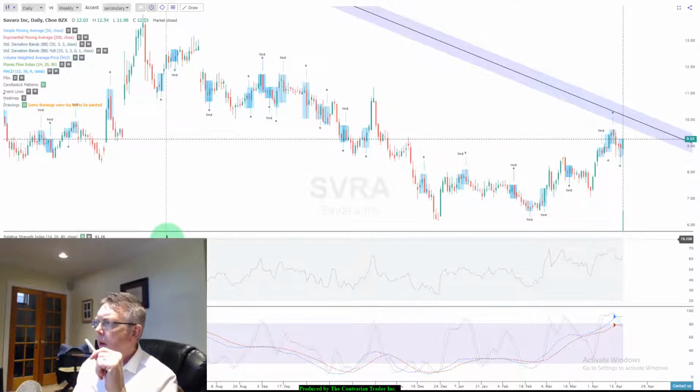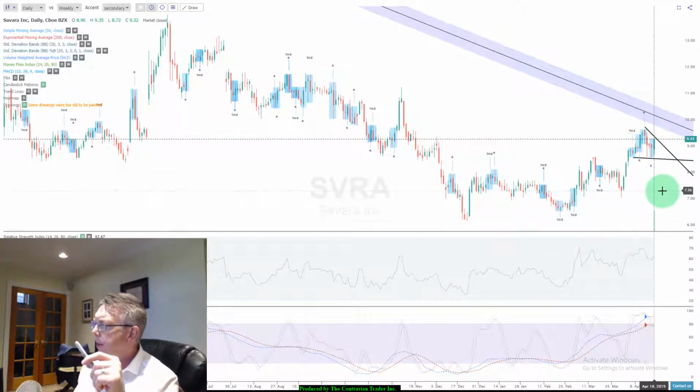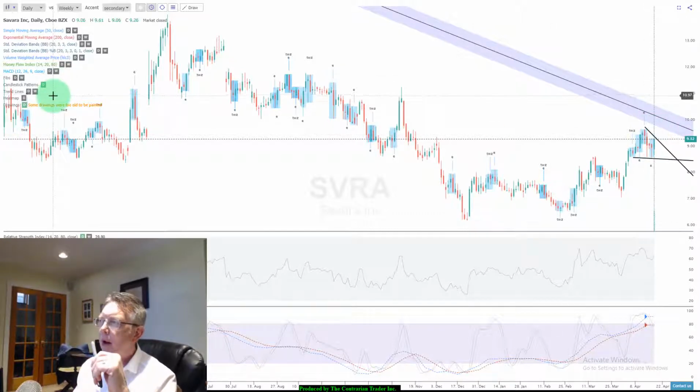Back to SVRA. Now, this is a daily chart. We have what appears to be a continuation move higher out of this triangle formation. And so we'll be looking for a breakout. The key to remember is that we have resistance above, right? Where is that resistance? Simply click a button. I've already drawn one line here, but all you need to do, come over here.